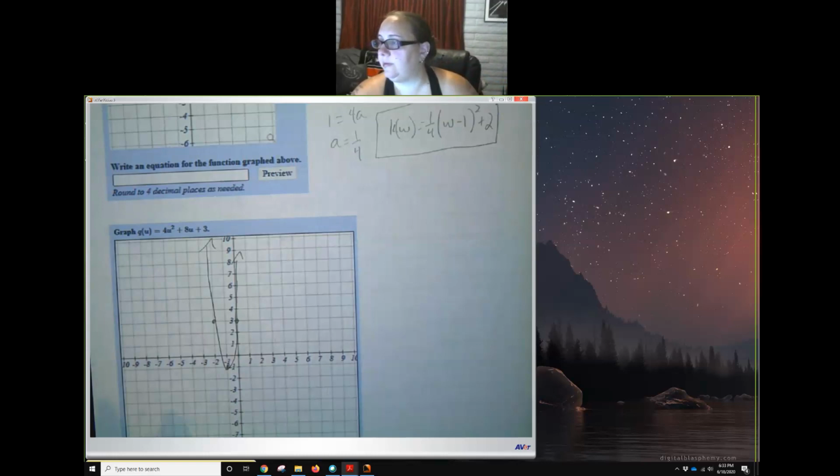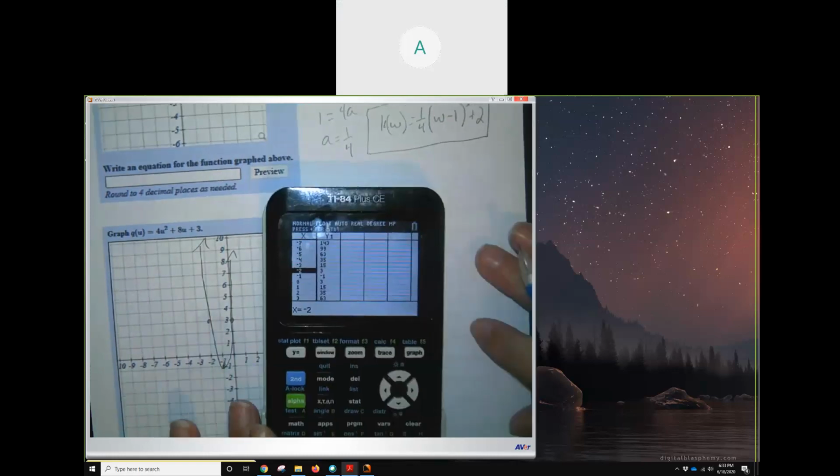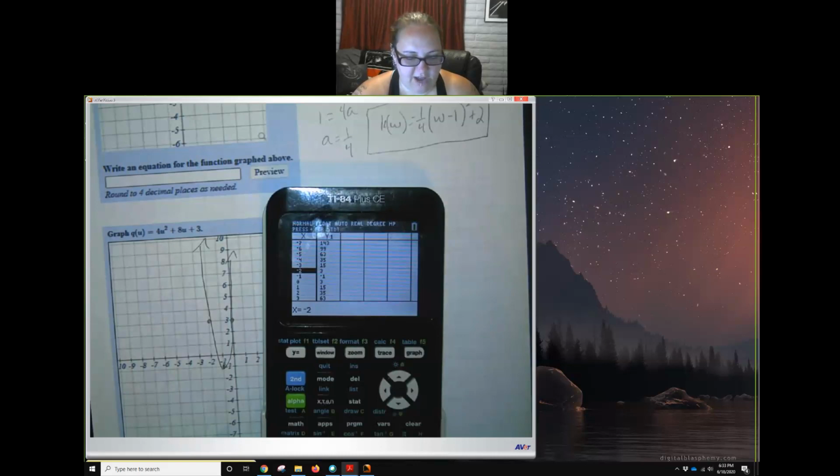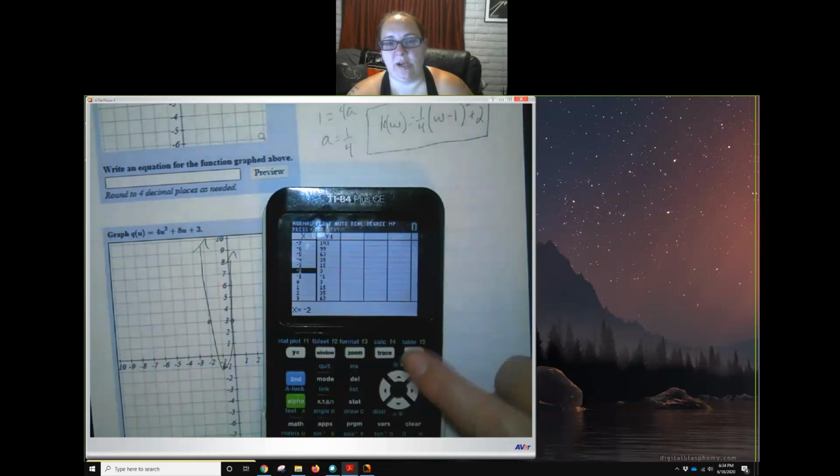What did you get from the calculator again when you went to table? You just got whichever one from there, whatever. Yeah, any point. Okay. I saw on the graph that the vertex was -1, -1. And then I went to the table and got any other point. Okay.